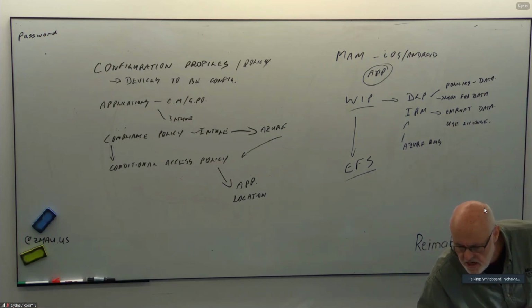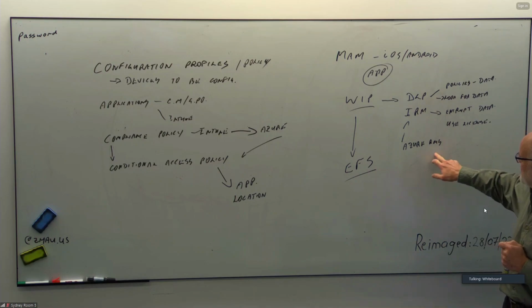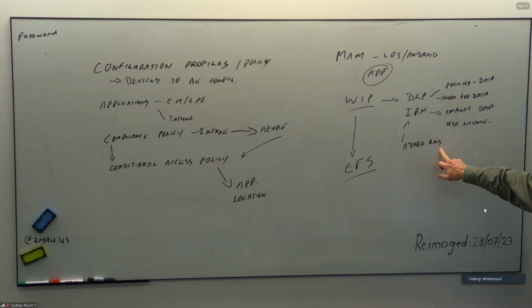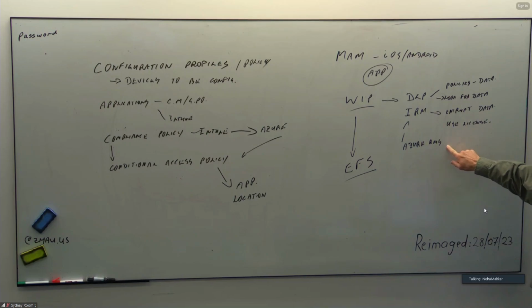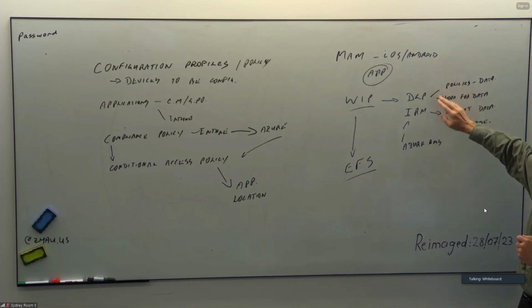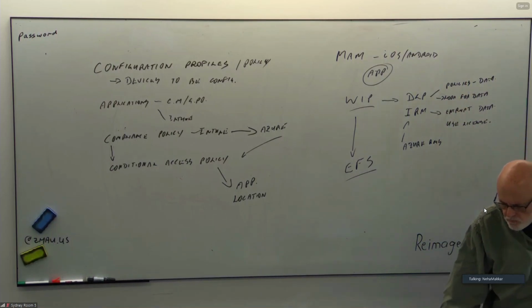So David, do we need a separate license for IRM, Azure RMS? Yes, you need a separate license for this. It's not covered in Intune. Intune won't cover it. DLP as well? DLP, yes, that's covered, but Azure RMS is a separate license. Oh, okay. All good.